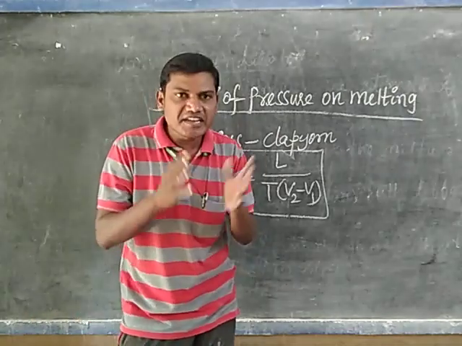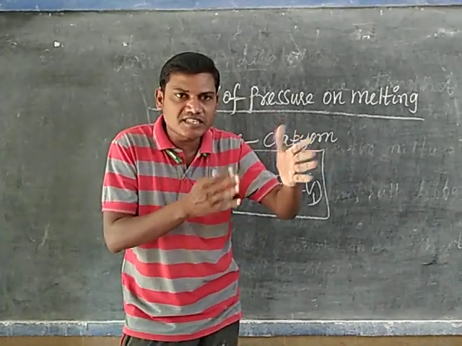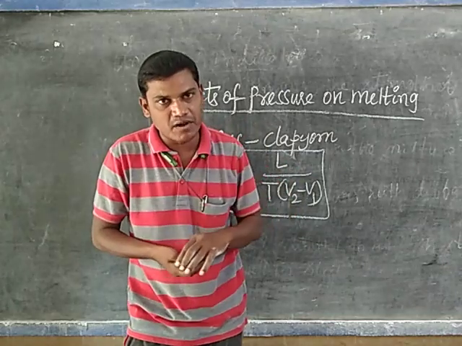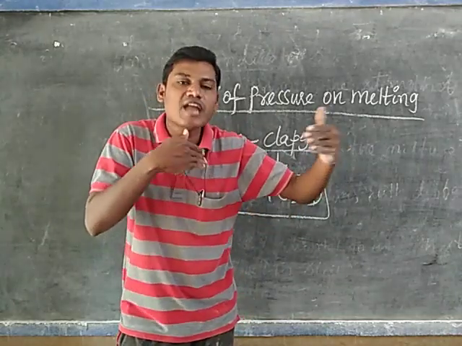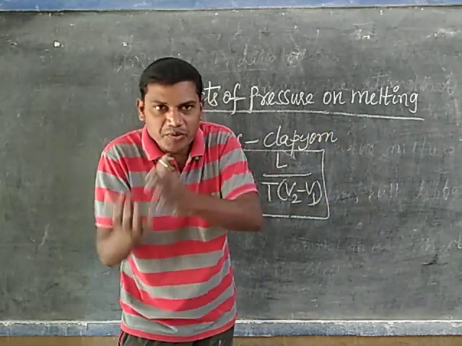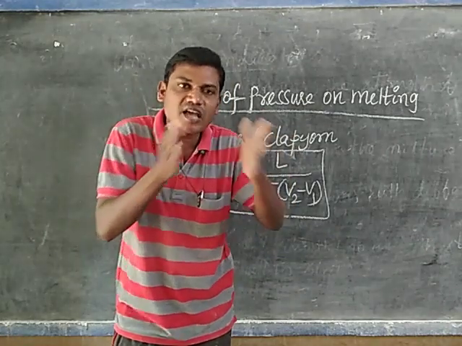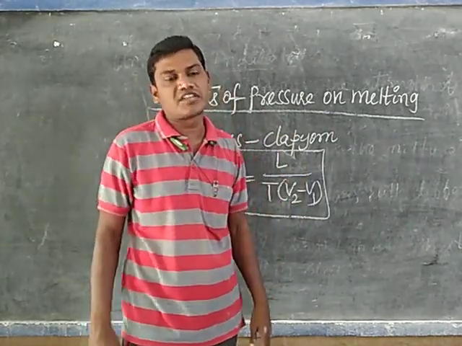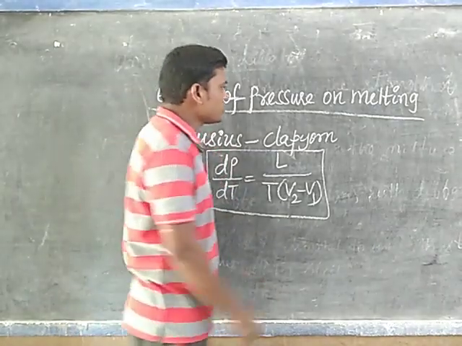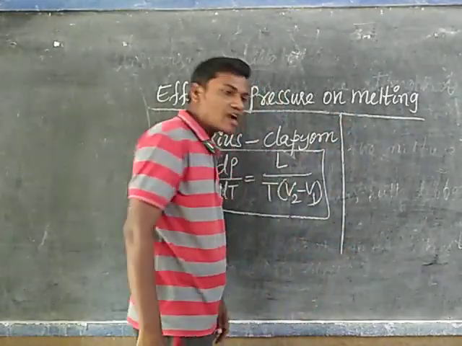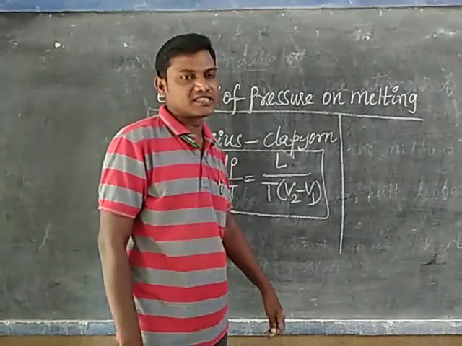But in the case of most substances, for example wax, they show the normal way. The normal way is that during melting they start the expansion only, in the regular mode. But in what way they expand, we will discuss that.